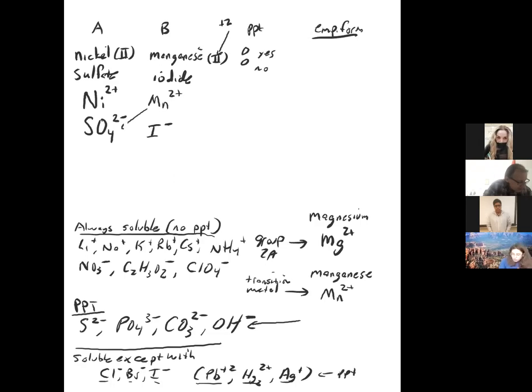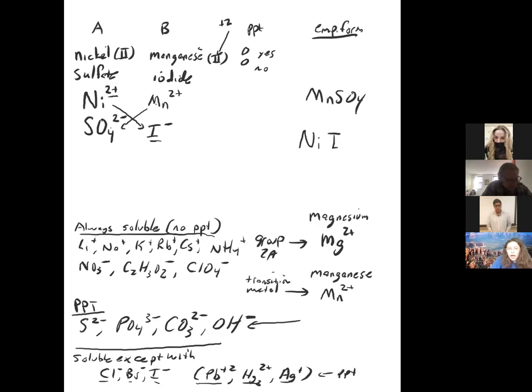Switch partners. Okay. Now, it looks like these two are balanced in terms of their charge. One's the same as the other, +2, -2. So that's cool. If they have the same charge, you just write them just as they are. So our formulas here would be MnSO4, right? +2, -2, so it's 1 to 1. But the nickel's +2 and the iodide is -1, so we need 2 iodides.